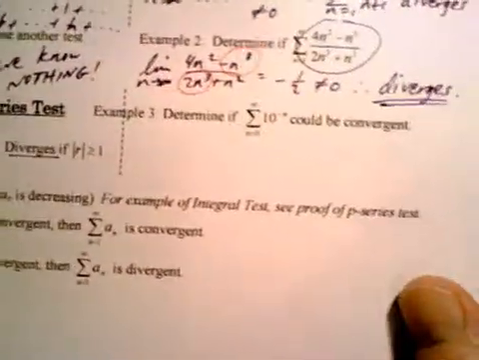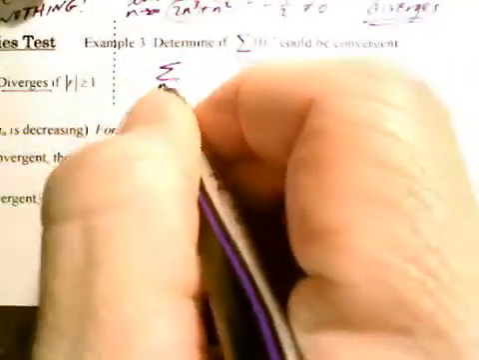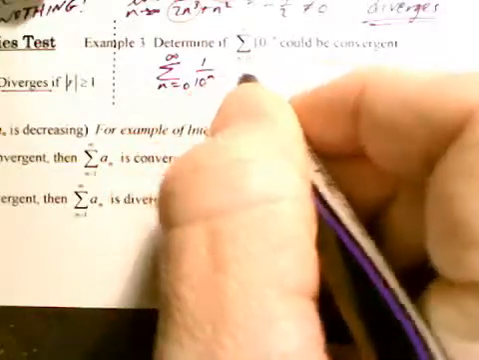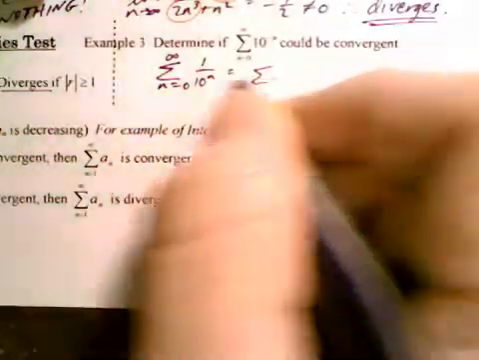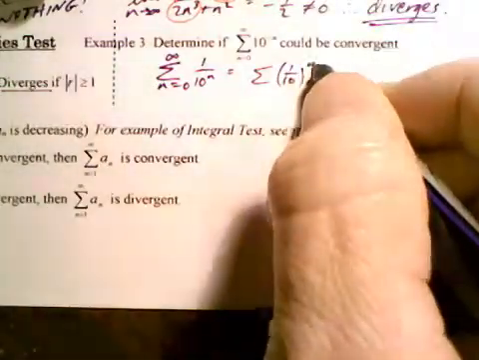And so sometimes they're hard to recognize as geometric series. And so if you have a hard time, here's what you need to do. Hope you're listening. 10 to the negative n, I'm going to write that as 1 over 10 to the n. And I'm also going to write the sum from n equals 0 to infinity of 1 over 10 to the n.